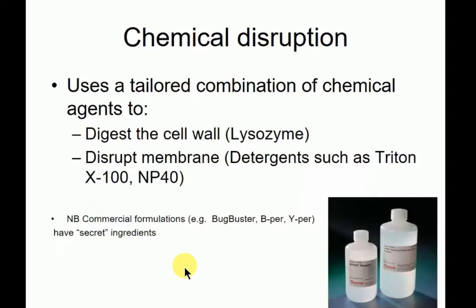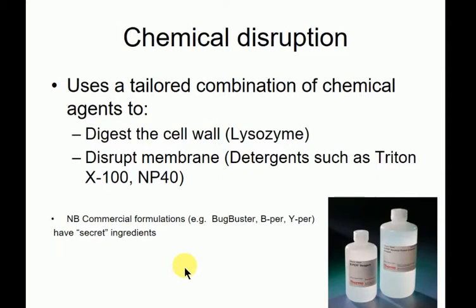Chemical disruption. You might do this maybe on a small scale, right? Let's say you've done 10 little flasks of different growth conditions for your cells, and I want to check which one of those 10, on a small scale, gives me the most protein. So instead of sonicating all 10, or even French pressing all 10, what if I just add a chemical reagent that will lyse the cells, and then I can run my samples out on a gel and, on a small scale, work out which one's the best.